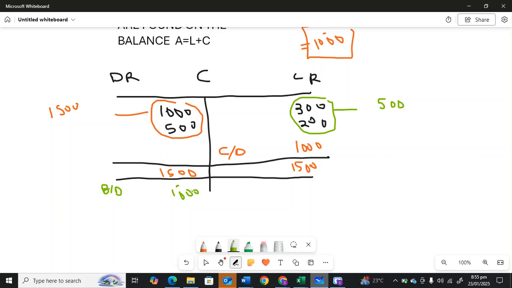So on the trial balance, for the cash account, you're going to put it on the debit side. So where the balance brought down falls, that's the side it is going to be on the trial balance. So for this cash account, the amount is going to be on the debit side. If the balance brought down was on the credit side, then on the trial balance you're going to put it on the credit side.